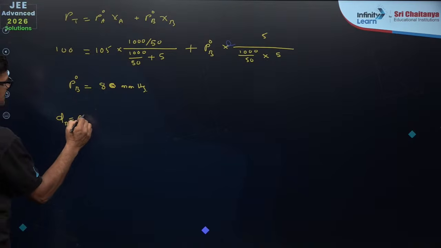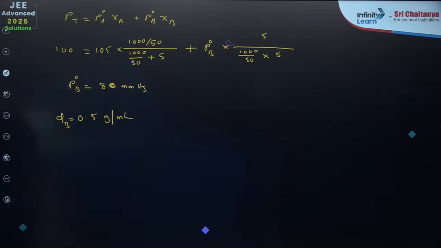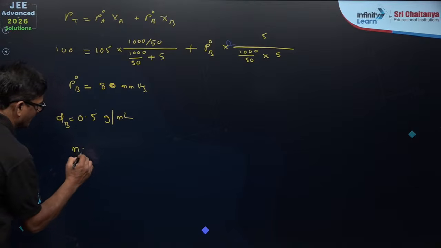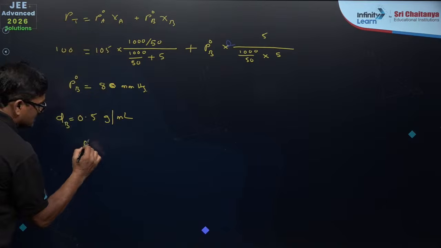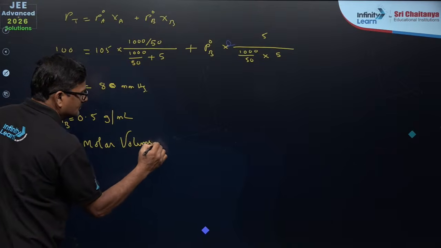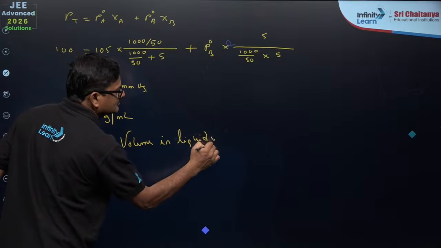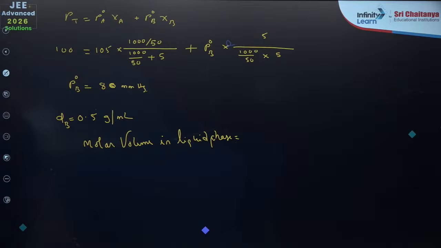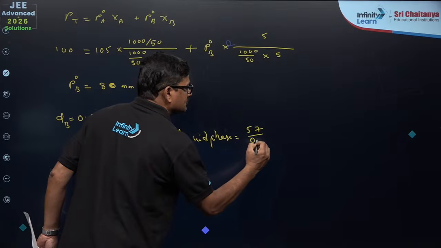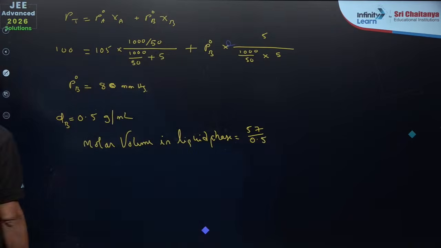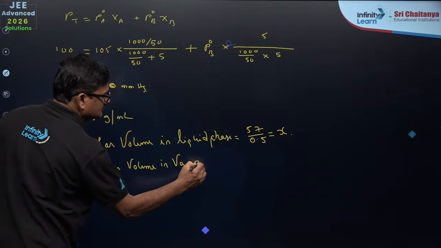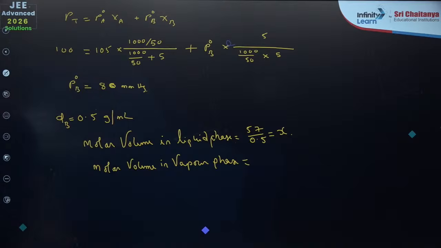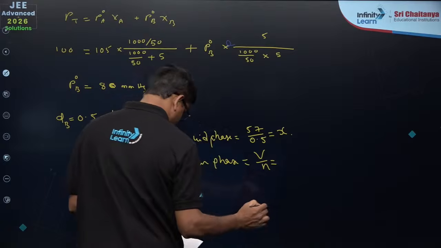The density of this B is given as 0.5 gram per milliliter. The molar volume in the liquid phase you can calculate as 57 upon 0.5 of the x. And the molar volume in the vapor phase, you can use V by n is equal to RT by P.